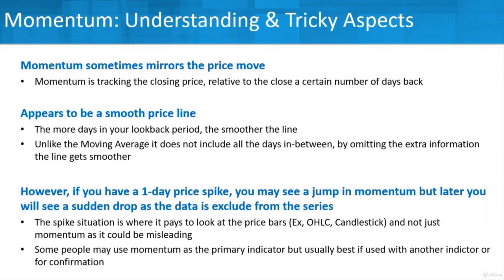So the spike situation is where it pays to look at price bars, right? We had a whole section around spikes, and obviously looking at your open, high, low, close, or your candlestick price bars, and not just looking at momentum, as that could be a little misleading. So don't necessarily trade just on the momentum indicator. Again, that's different from momentum investing.